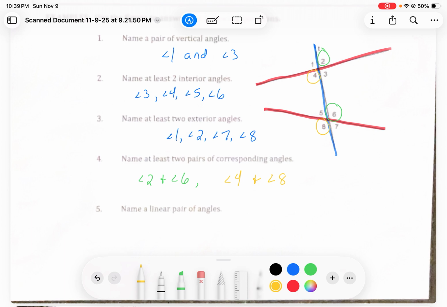Okay, and the other pairs we haven't mentioned, 1 and 5, 3 and 7. I can just write those down.